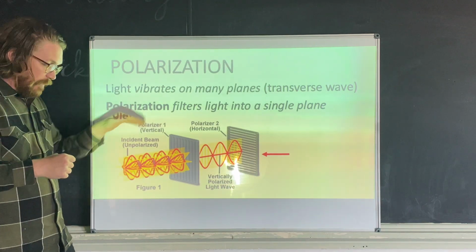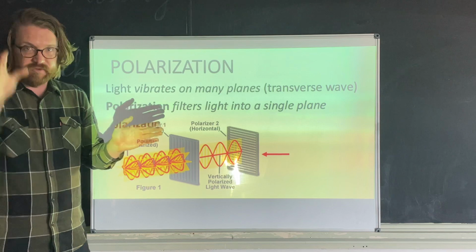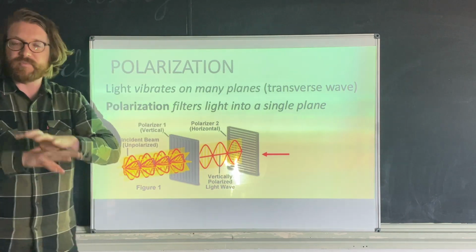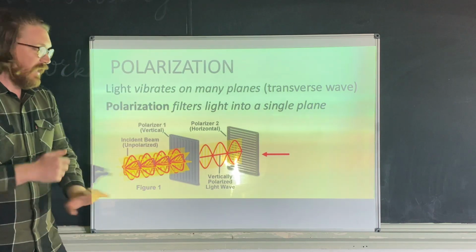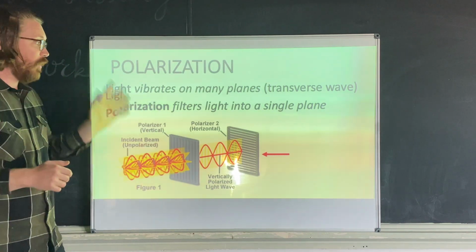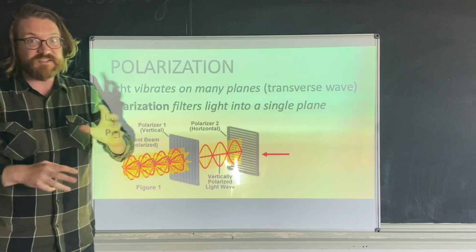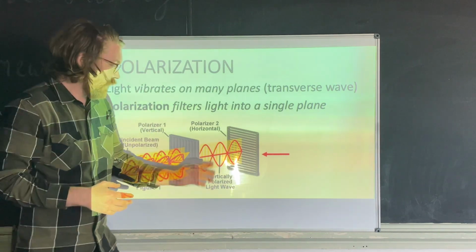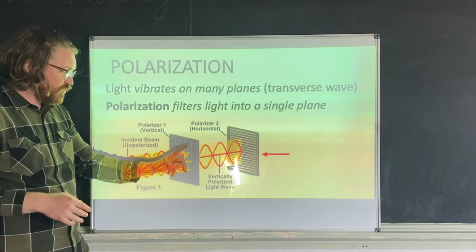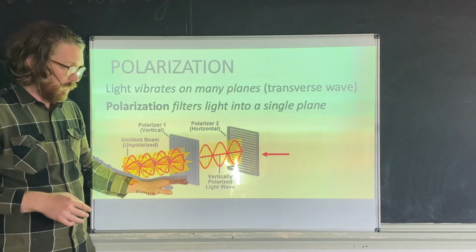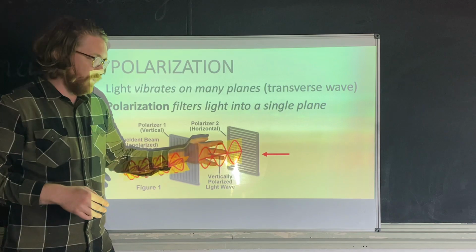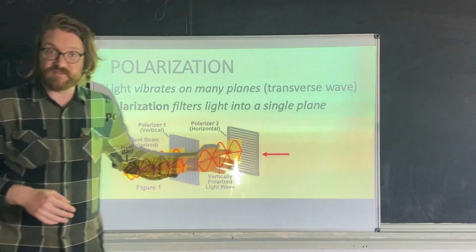They look like this. So they're vibrating up and down, left and right. They're vibrating at diagonals to each other. They're all over the place, okay? And what polarization does is it puts the light through a filter, and these filters are really simple. Here, if you can see it, these stripes are going up and down. That means that we have a filter that's vertical, whereas here, the stripes are going side to side. This is a horizontal filter.